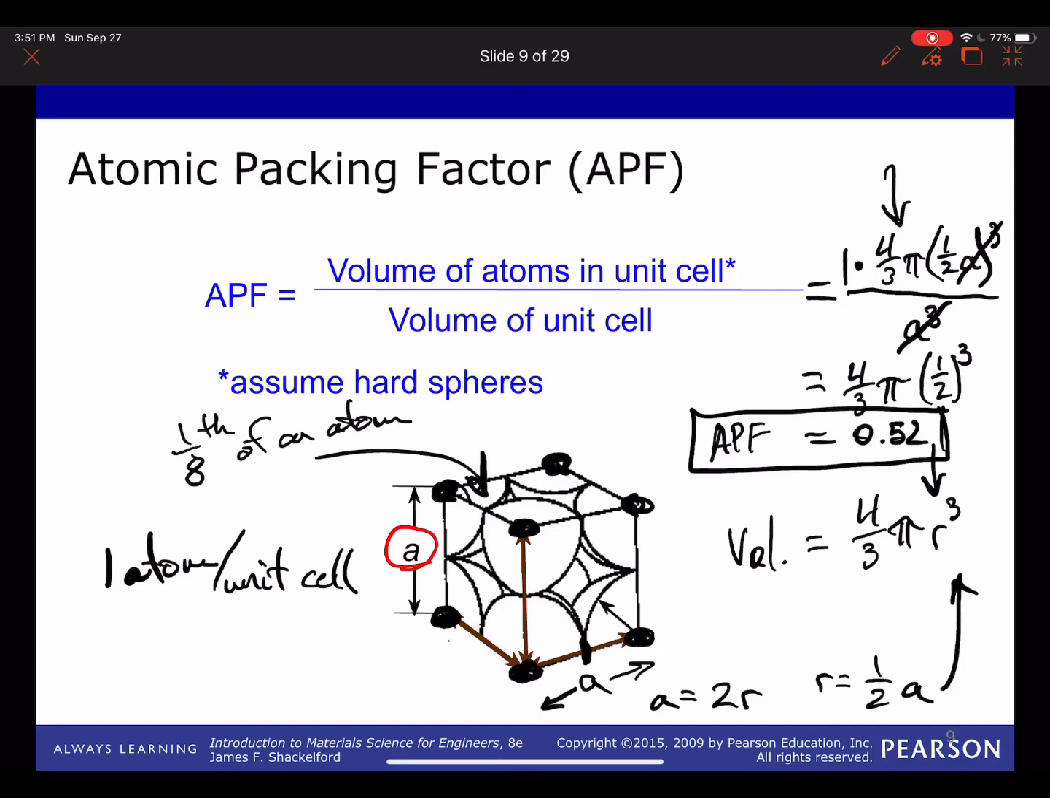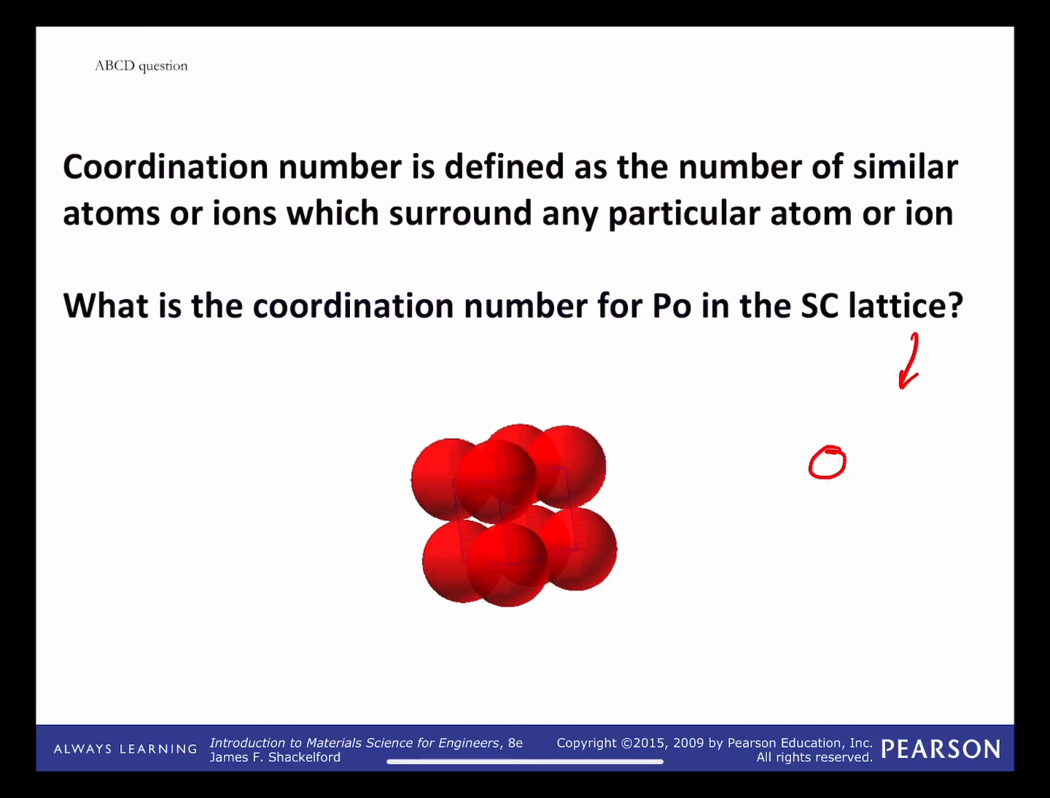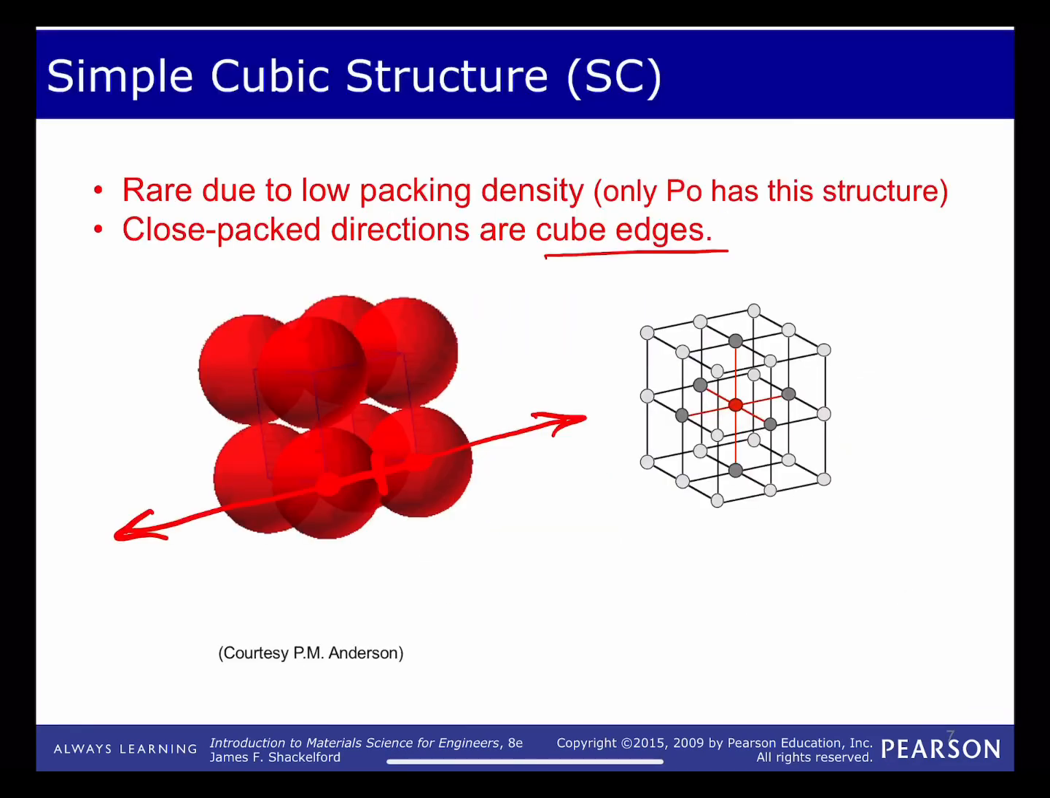Again, a value here that speaks to the reason why polonium is one of the only options for establishing the simple cubic structure, in that asking metals to pack space this way is very inefficient. Again, only 52% of the space is filled.